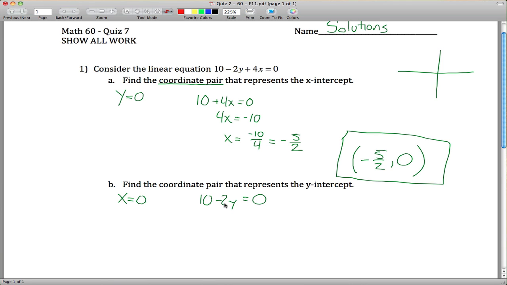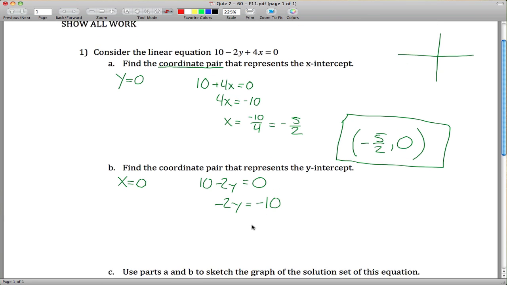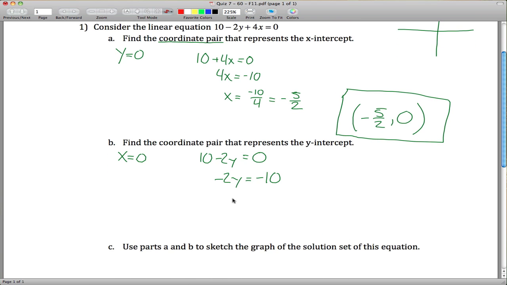How do you want to do this? You could add 2y to both sides, although I suspect most of you would subtract 10 from both sides instead. Either way is fine. We'll just have to divide by a negative in this case, and we'll get y equals negative 10 over negative 2, which is just 5. But remember, they want a coordinate pair, so our x value is 0, our y value is 5, so our answer is 0, 5.